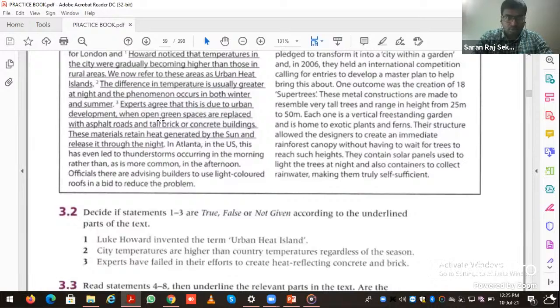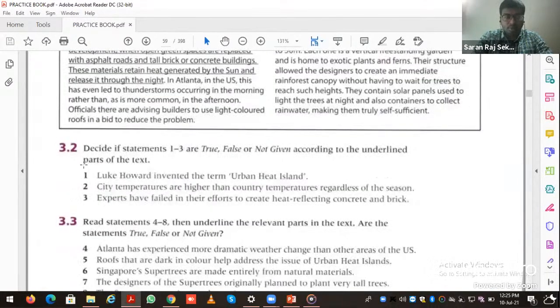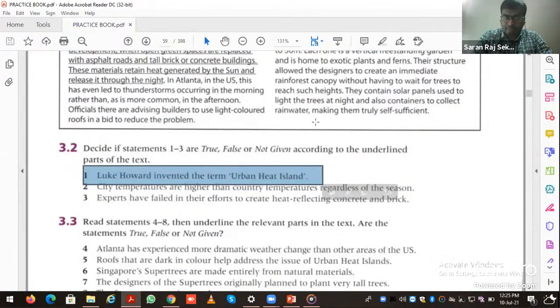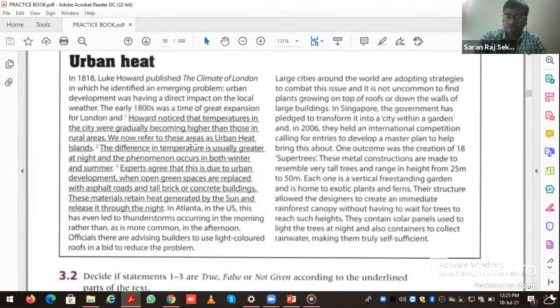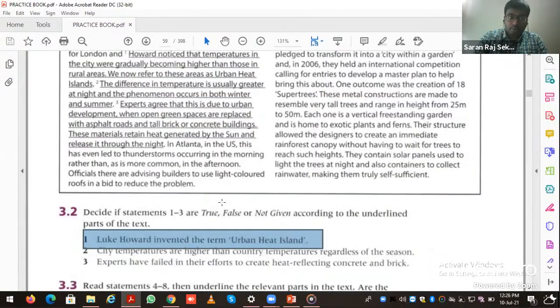So now let us look at the first question. Remember, first we have to read the question and then go to the passage. The first question: Luke Howard invented the term urban heat island. To have a better understanding, you can read it in reverse: the urban heat island was invented by Luke Howard. If you read it in reverse, you will remember the information and you don't need to keep going back. When some students read the passage, they may forget the question, so they keep coming back and looking at the questions. That will waste your time. Time management is very important in reading.